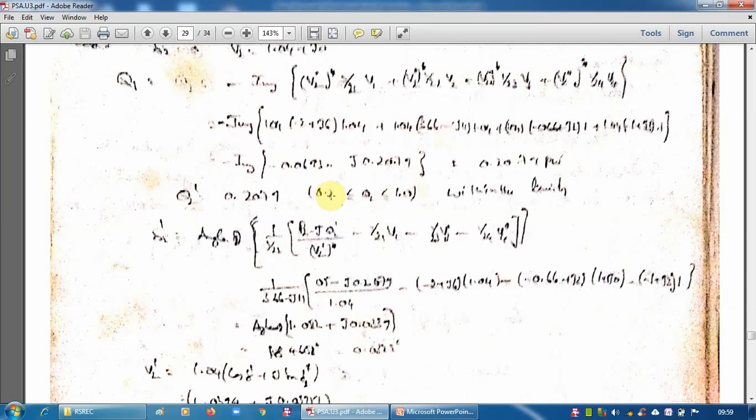You see, limits are given as minimum limit 0.2, maximum limit 1. And our calculated value is 0.207. What does it mean? It is within the limits. That is more than this value. That means this side, within the limits. So no problem. Within the limits means we can take this obtained value.